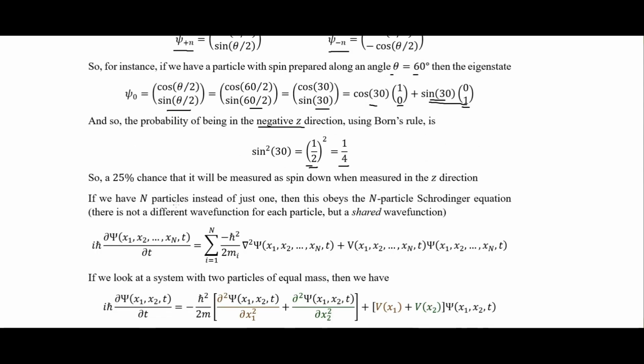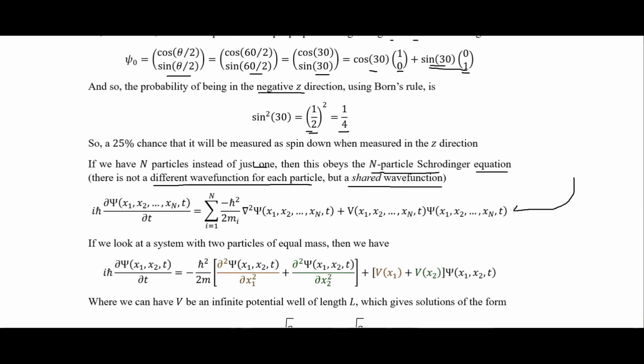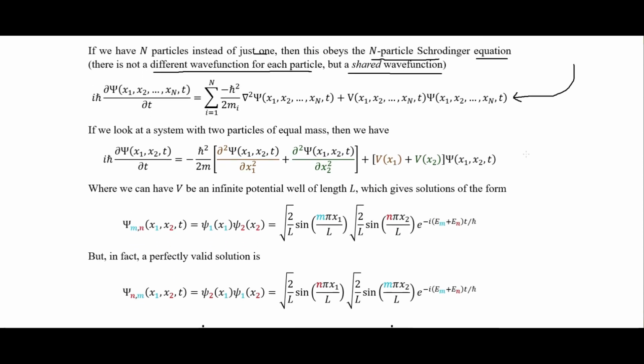So if we have a system of n particles instead of just a single particle, then this obeys the n-particle Schrodinger equation. What this means is that there is not a different wave function for each particle, but there is a shared wave function for all of the particles in the system. In general, that would look like this. But if we want to limit ourselves to a two-particle system, it will look like this right here, where these are the linear combination of the first and second particle, and then the potentials for that there.